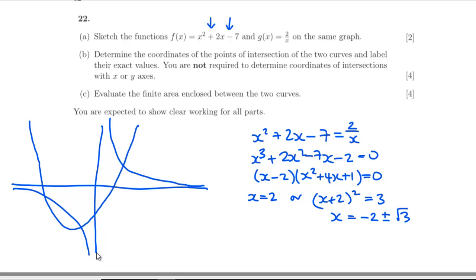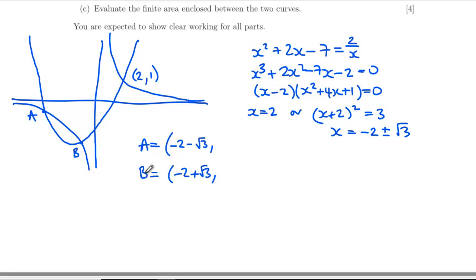That's going to be at 2 for x, which means we've got 1 for y. And then we've got these points here, let's call them A and B. So A is going to be, it's the lower x coordinate, so minus 2 minus root 3. B is going to be minus 2 plus root 3. And now we've got to work out, I'm just going to scroll down a bit, some annoying y coordinates.